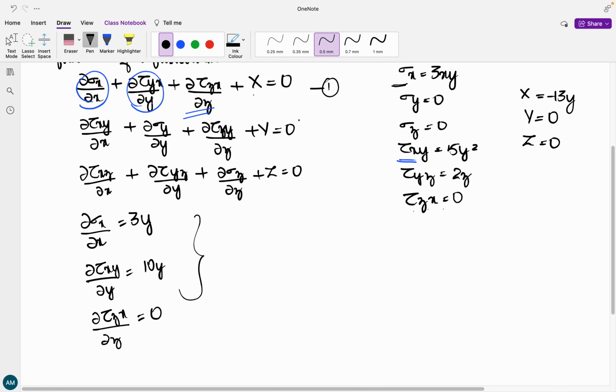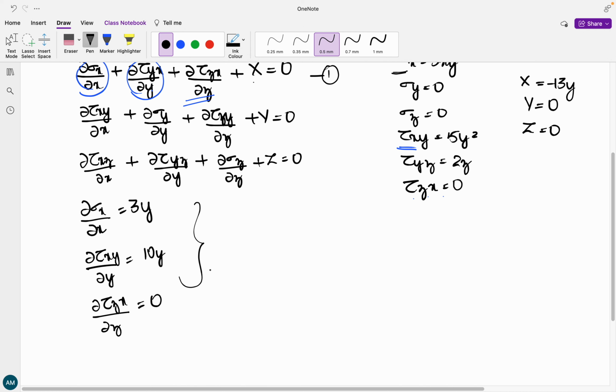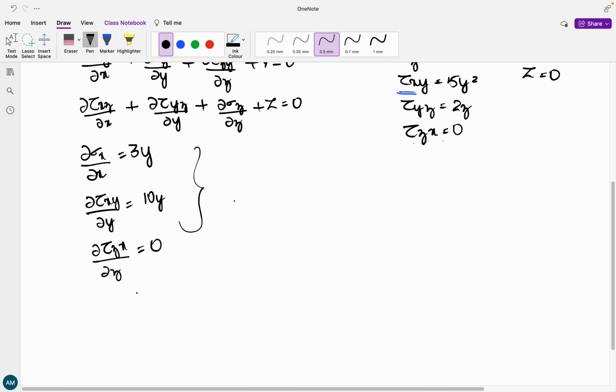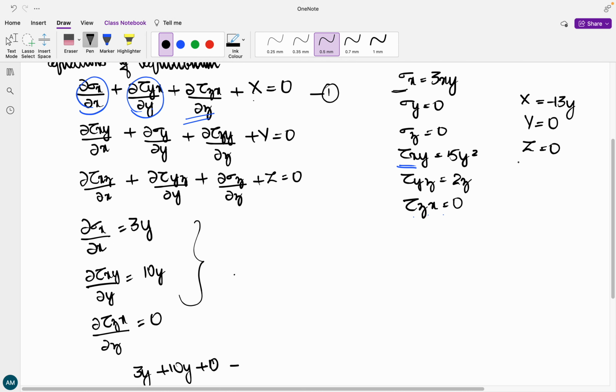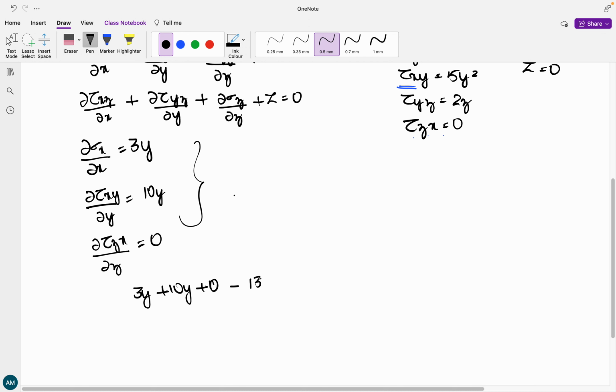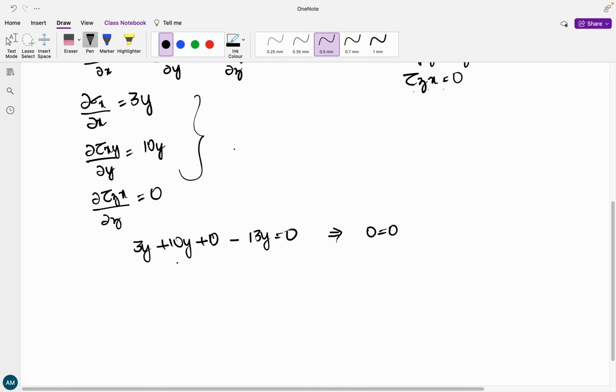I am going to call this equation 1 and substitute the values into equation 1. So it comes out to be 3y plus 10y plus 0 minus 13y equals 0. 3y plus 10y minus 13y gets cancelled out. So 0 equals 0. Hence, this equation is satisfied. First equation is satisfied.